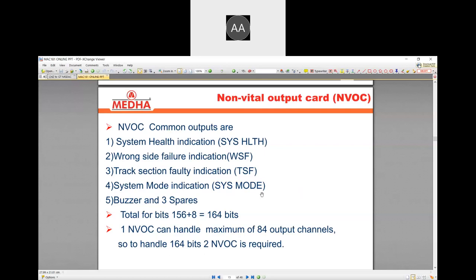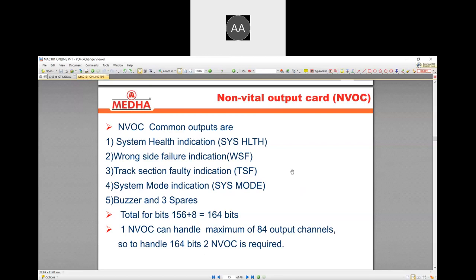So in total, our system will get 156 bits from 39 track circuits and 8 as the common bits. So in total, there will be 164 bits. Out of these 164 bits, as a single non-vital output card can handle 84, in general 2 non-vital output cards are required.